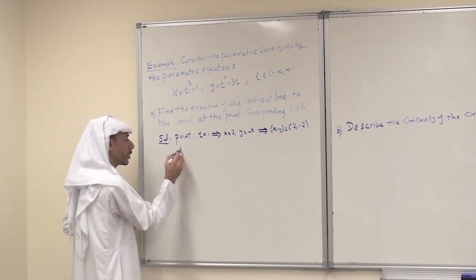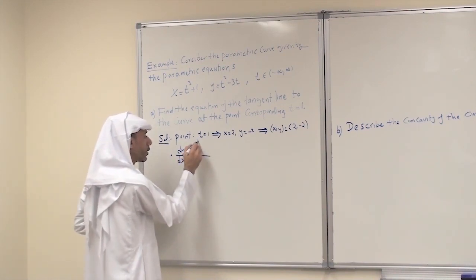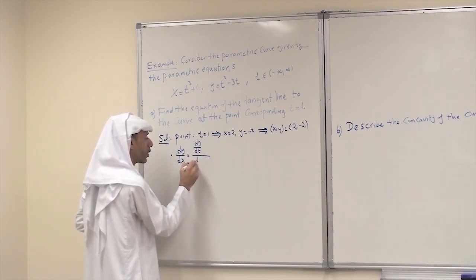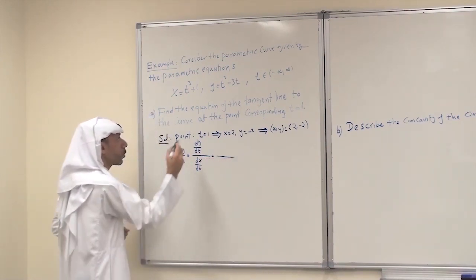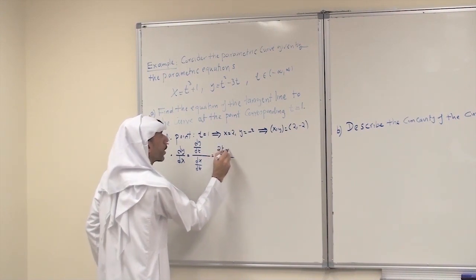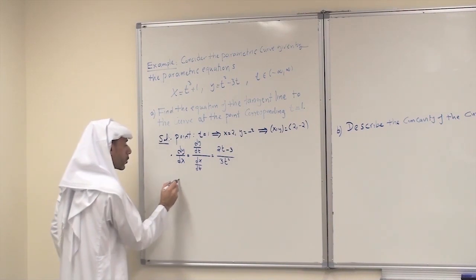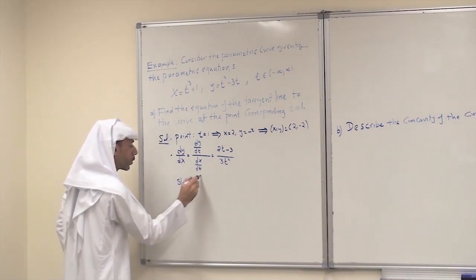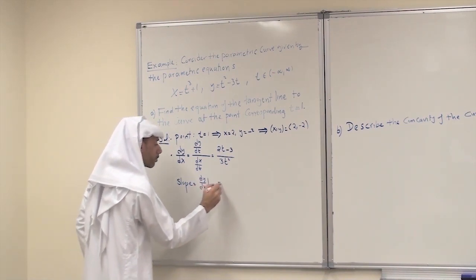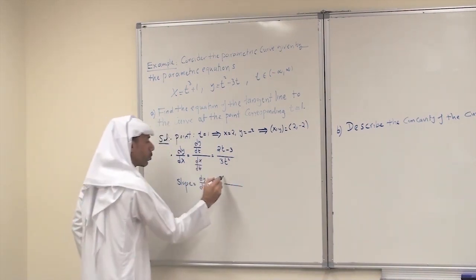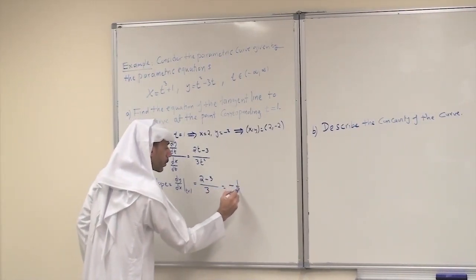So first, dy/dx. Using the formula, it is dy/dt over dx/dt. And when you compute dy/dt, it is 2t minus 3. dx/dt is 3t squared. So now the slope equals the derivative dy/dx when t equals 1. You substitute (2 minus 3) over 3, and this gives us minus 1/3.